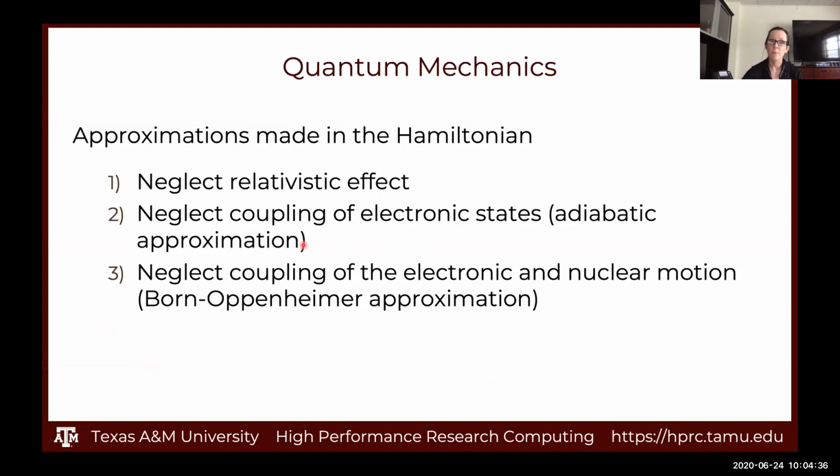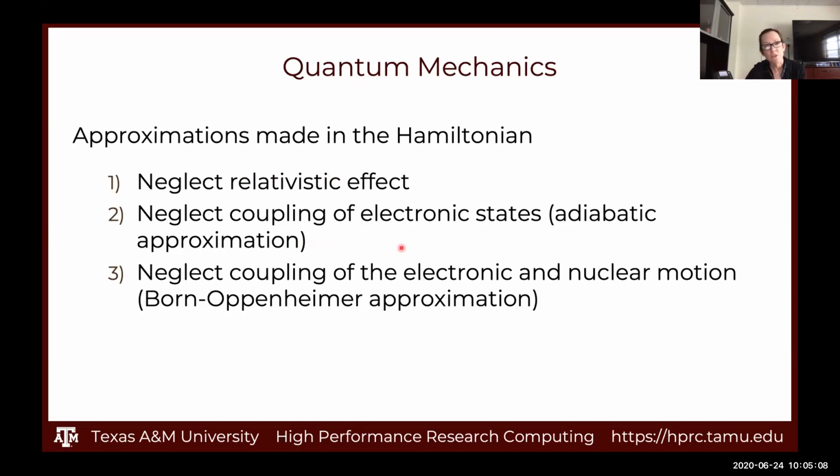Okay, so just as a reminder, we have substantial approximations that are made in the Hamiltonian. We spoke about the fact that it ignores something called relativistic effects, which is very important for the heavier elements in the periodic table. But we do incorporate relativistic effects by including something called an ECP for those heavy elements instead of using an all-electron basis set for the wave function.